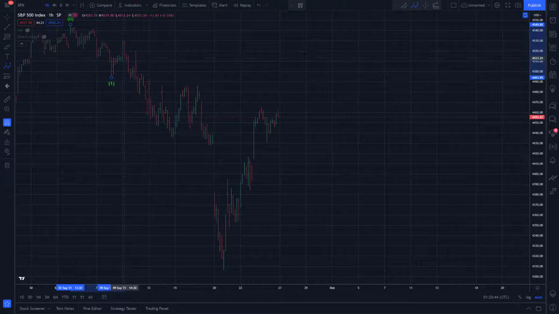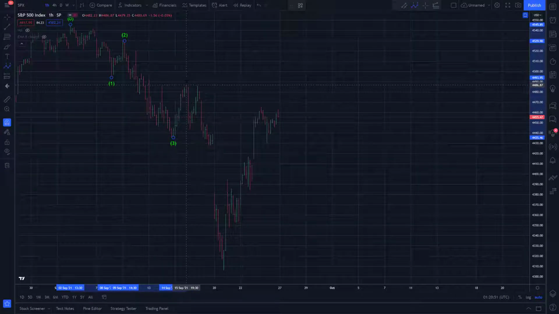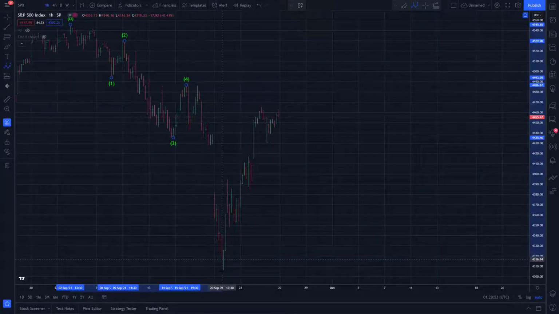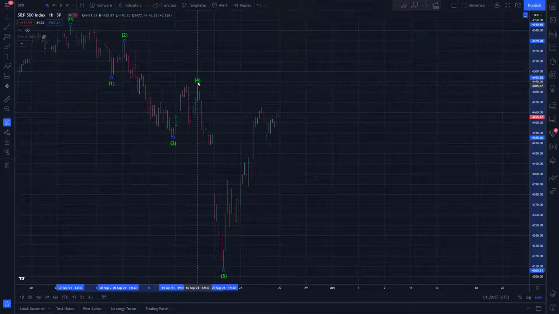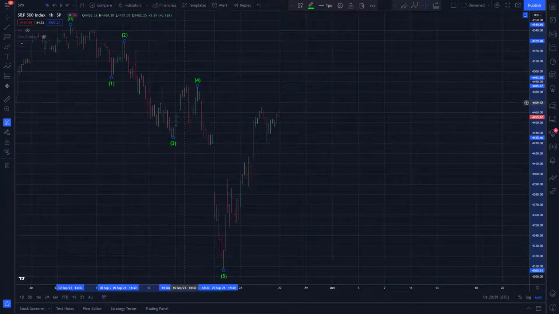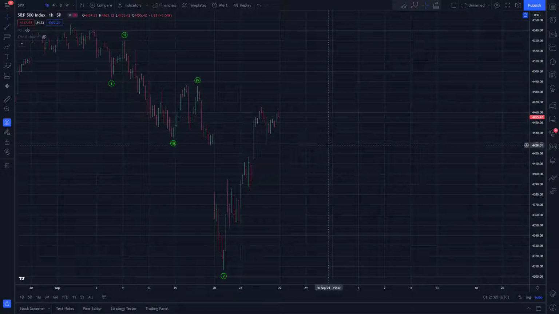This is a clear ABC up for a 2. Can easily call this the 3. Now we can choose to have the 4 here or here and put the 5 down here. I'll just go with the 4 as being here, a little A, B, truncated C for the 4. And let's just drop this degree down a bit here.